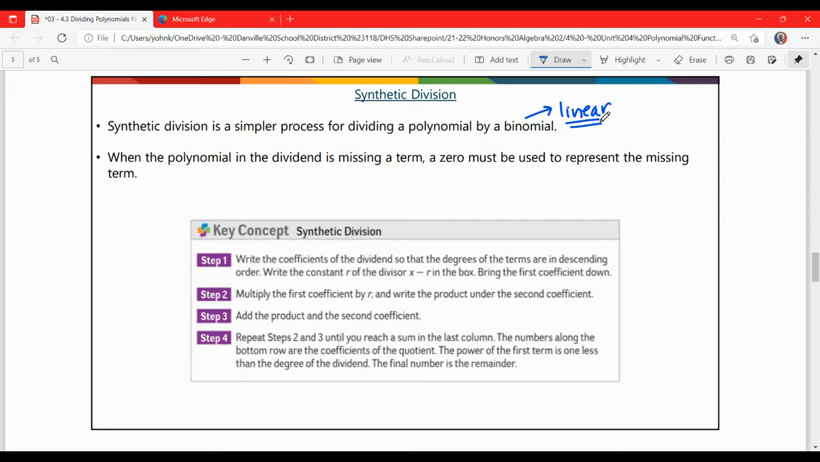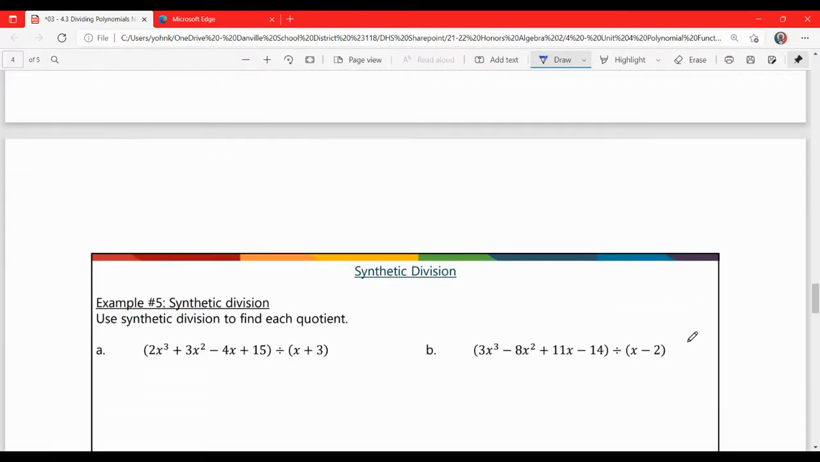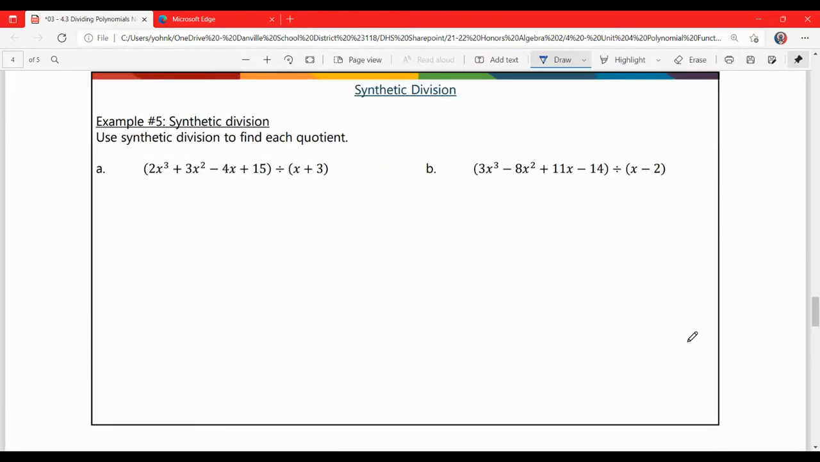When the polynomial and the dividend is missing a term, a 0 must be used to represent the missing term. We just talked about that on the previous slide. And these are the directions for synthetic division. It's not going to make much sense until I teach it to you, and then you can go back and read it if you want to summarize the process. So here's what synthetic division is. Synthetic division, like I said, is when you have a polynomial that you're dividing by a linear binomial.